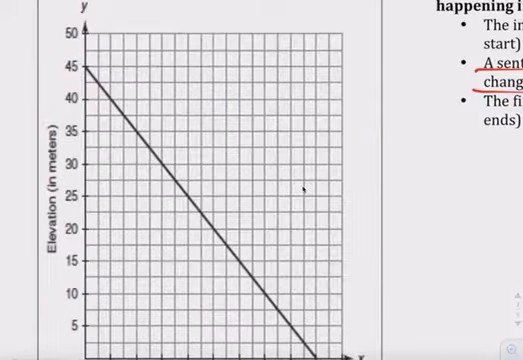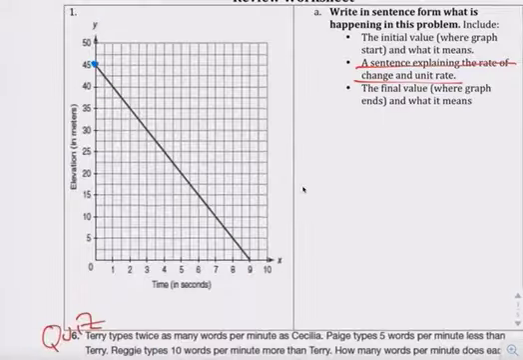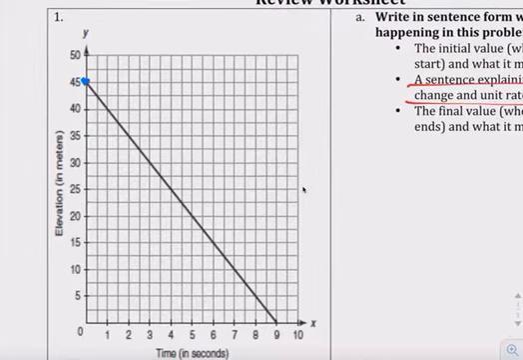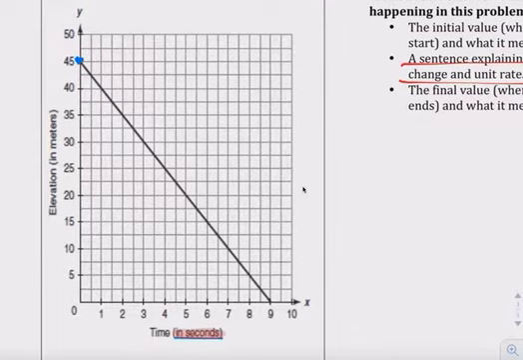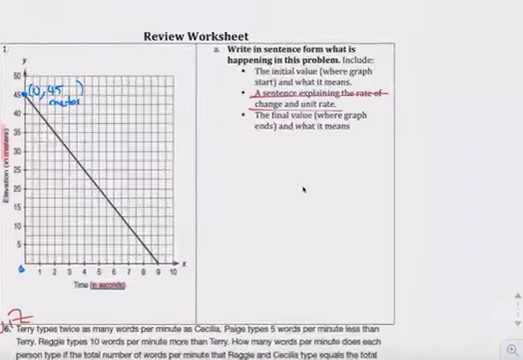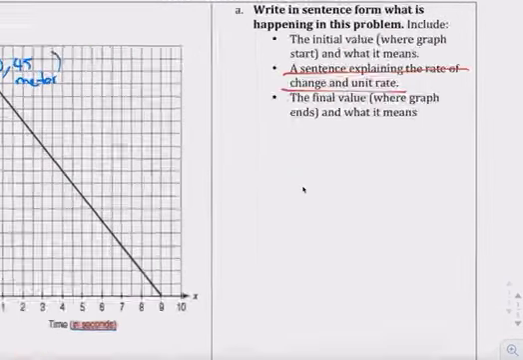The graph starts right here. This means 0 seconds. These are in seconds, if you see. This is why labeling your graph is important. That way you know what it is. 0 seconds in 45 meters. So that's what it means. So without the labels, we won't know what the numbers represent.